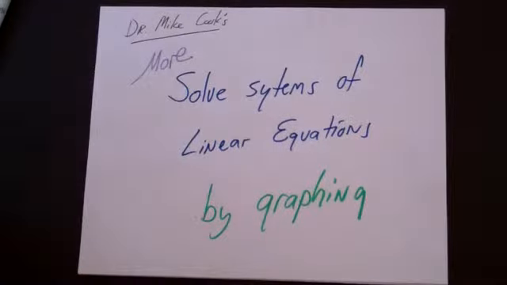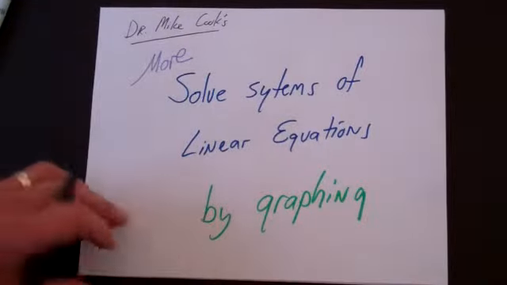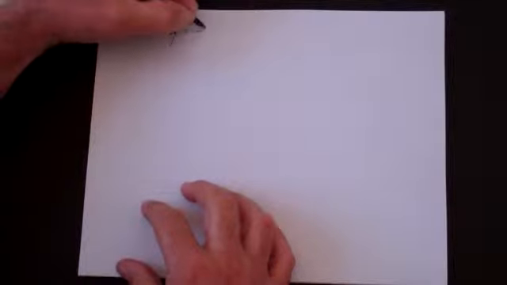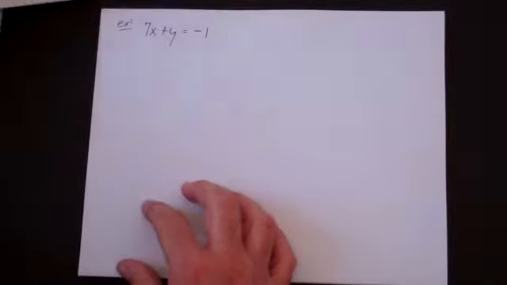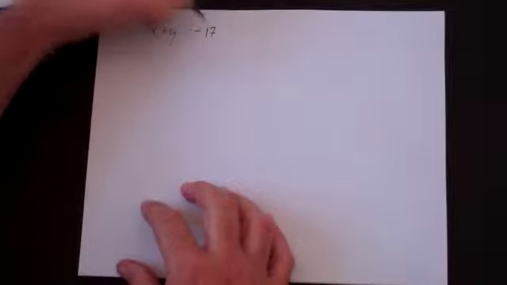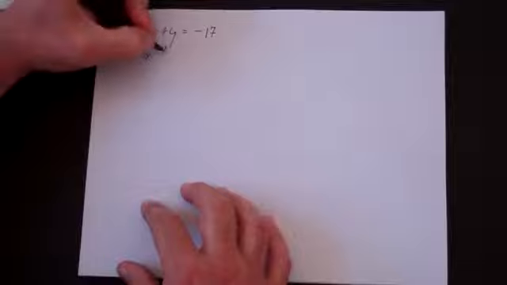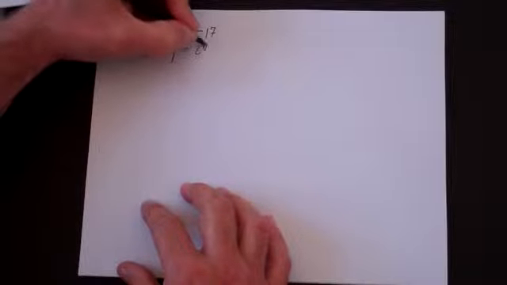Let's look at some more examples of solving a system of linear equations by graphing. Let's look at our first example. 7x plus y is minus 17. 3x minus 10y is equal to 24.